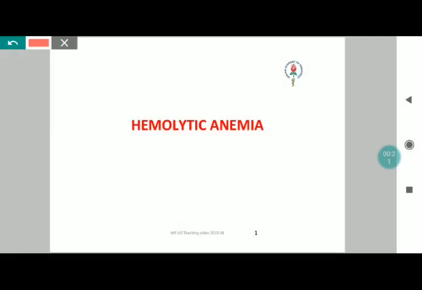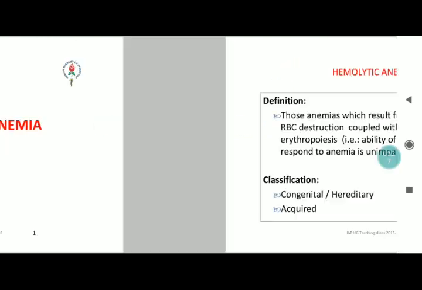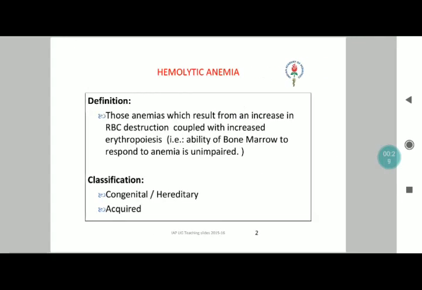Hemolytic can be further split into hemo referring to blood and lytic meaning destruction. So, destruction of the RBCs. By definition, hemolytic anemias are those which result from an increased RBC destruction coupled with an increased erythropoiesis. Erythropoiesis, we all know, is the ability of the bone marrow to respond when anemia is unimpaired.